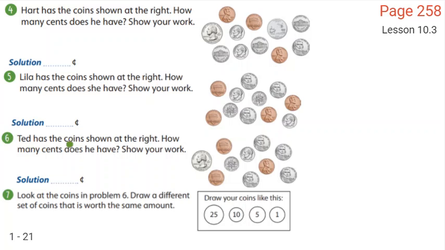Number 6, Ted has the coins shown at the right. How many cents does he have? Show your work. Again, start with the highest value, which is a quarter or 25 cents. Dime, nickel, penny. Look at the coins in problem 6. Draw a different set of coins that is worth the same amount. Now you can just draw a circle and put the value in there. So you're going to take whatever this total is, and then make up some other coins that are going to equal this value here.